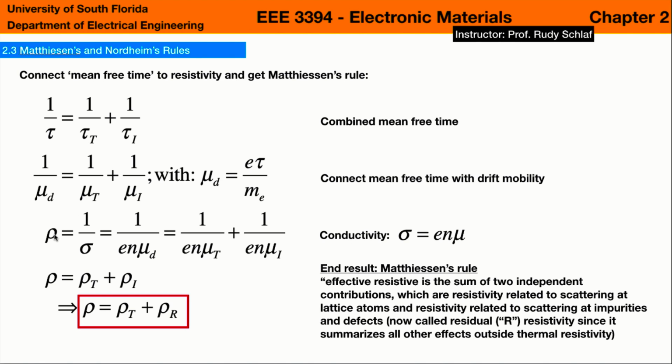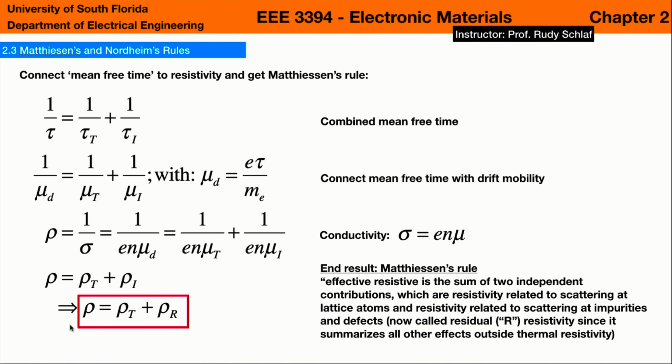And with that, we can write the resistivity. The resistivity is just 1 divided by the conductivity, and that is 1 divided by the electron charge, the electron density times the mobility, and then we can just use this expression. And so you see that at the end, the combined resistivity of the material is the resistivity that's caused by the lattice vibration plus an independent resistivity that is caused by the impurities.